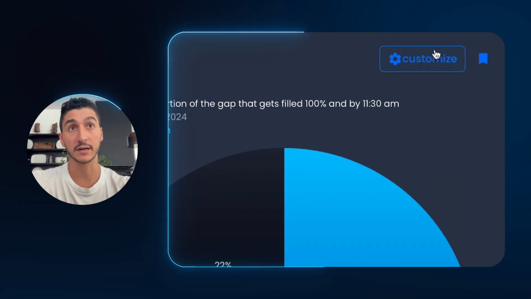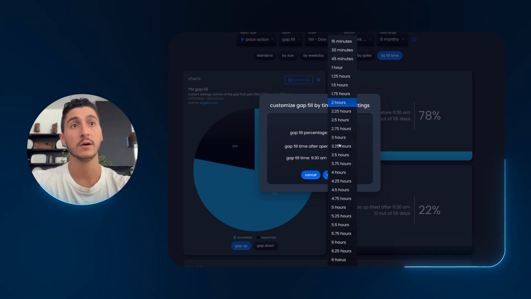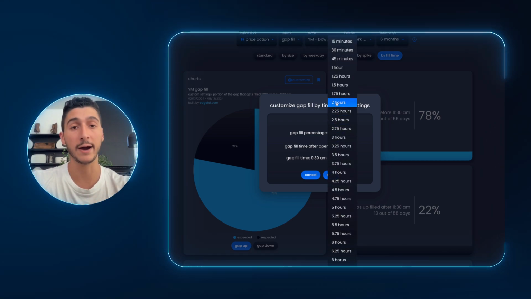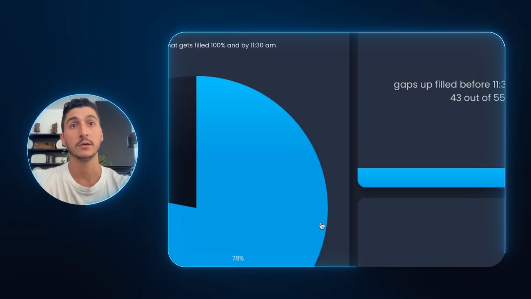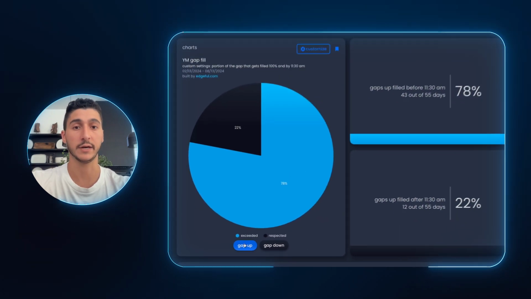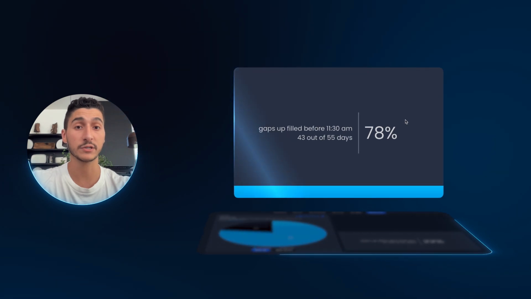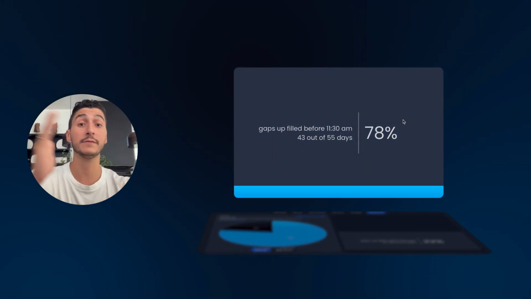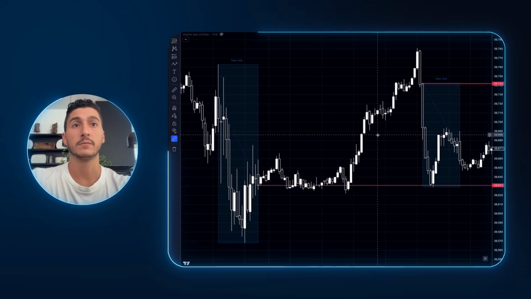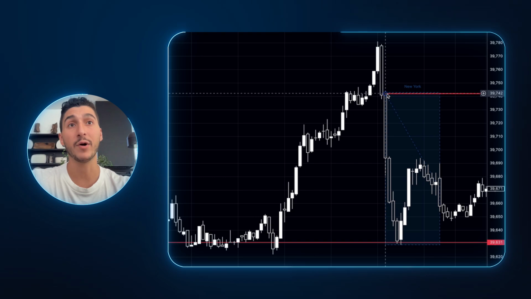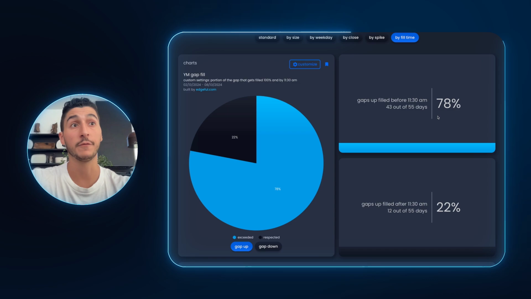In this customized box, this is really important. You can pick the times that you want to see. So right now, you can see that this is 2 hours. So the first 2 hours of market open, that's from 9:30 to 11:30 Eastern. So here you can see I have the gap up selected. So in this case, I'm only looking at gaps up, and 78%, almost 80% of all of the gaps have filled before 11:30. So the way that you use this is to say, if I'm going for this gap fill trade, I want to expect this to happen before 11:30.